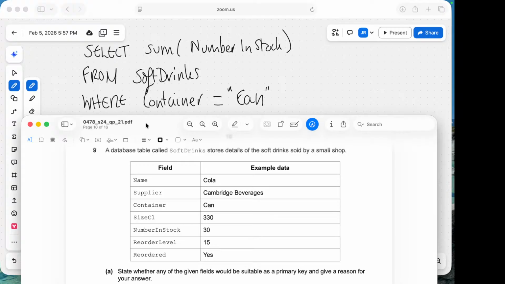They will have some kind of SQL question, so do make sure you learn that. It's a good way. Databases, logic gates, a good way to pick up lots of marks without doing any programming.